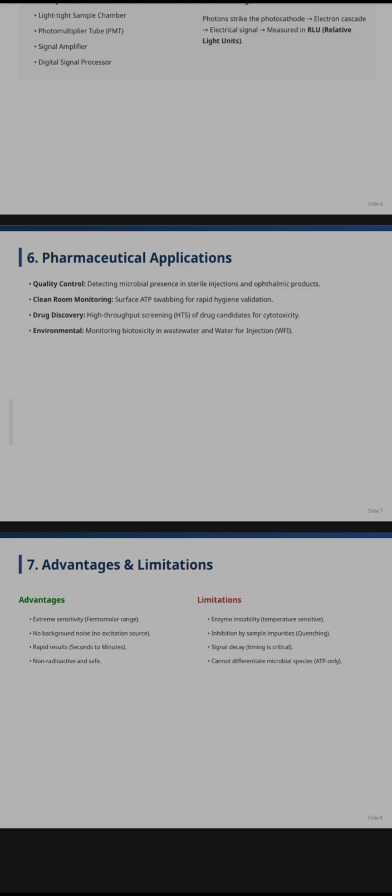So in this session we have covered the bioluminescence assay. I hope you all understand.